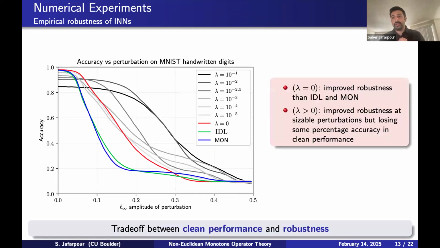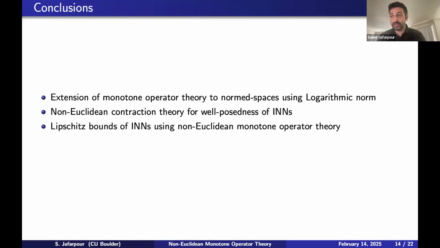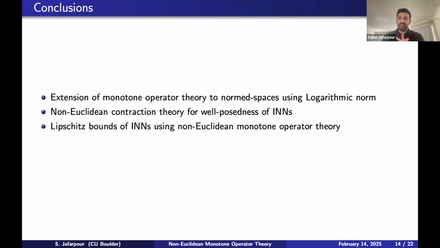And again, this is the plot of the accuracy based on the L-infinity amplitude of the perturbation epsilon. These are the models in the literature. These are our models for different values of lambda. And as you can see, our models, although they have lost a little bit of accuracy in the clean performance, meaning if there is no perturbation, their accuracy is lower, when the perturbation is larger, the robustness of our models is better, so their accuracy is much better. So again, here you can see the trade-off between clean performance and robustness in the way we train our neural network.